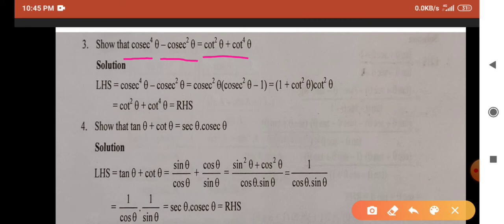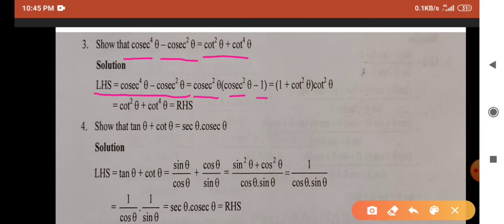Again, let us consider first LHS, that is cosec to the power 4 theta minus cosec square theta. Here also cosec is there in the first and second term. Let us take cosec square theta outside as common. Remaining, what we get inside the bracket: in the first term cosec square theta minus 1.